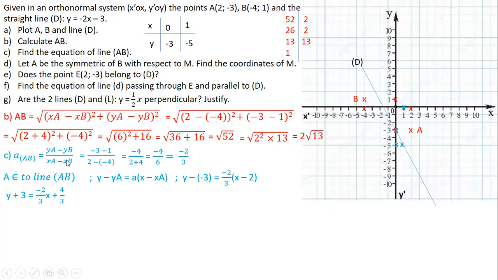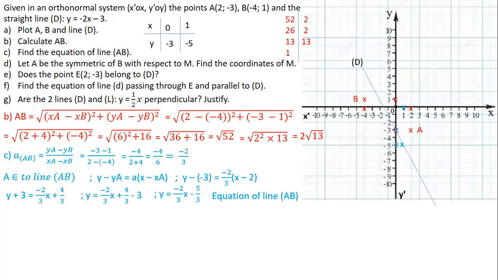Now this +3, we move to the other side and we calculate. So this is the equation of line AB: -2 over 3 X, -5 over 3. Thank you, Amir. Well done. Now part D, let me move to Mariam. Yes, Mariam.